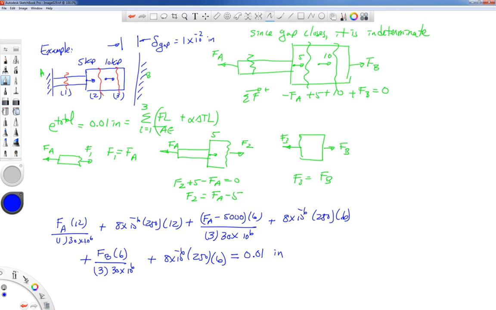Now, right now, this equation looks like we have 2 unknowns, FA and FB. However, from our overall free body diagram, we can say that FB is equal to FA minus 15,000 pounds. So this being equation 1 and this being equation 2, we can do a simple substitution and get that down to 1 equation and 1 unknown.